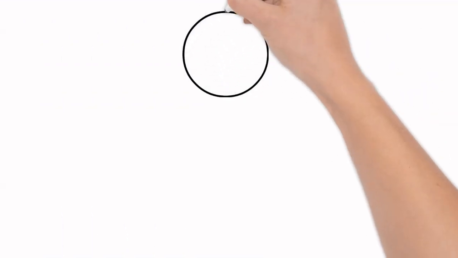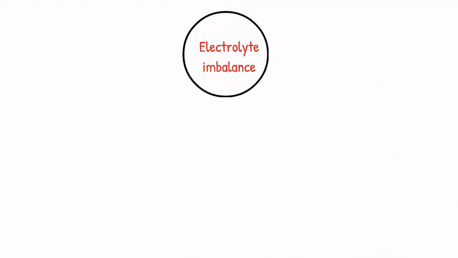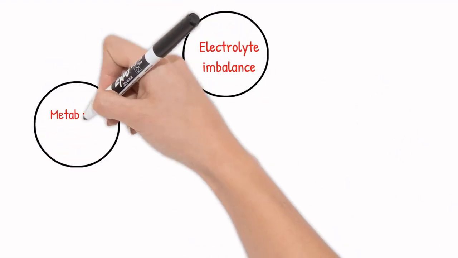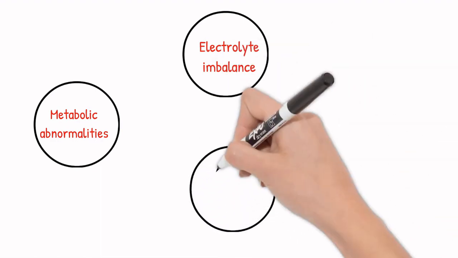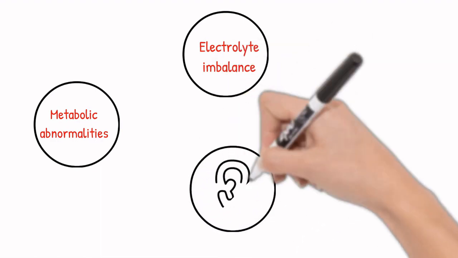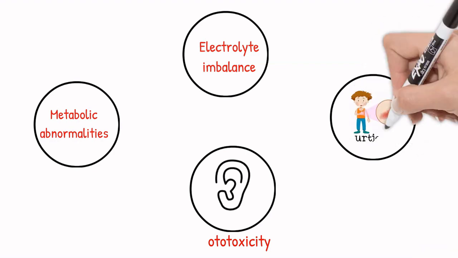Furosemide can cause electrolyte imbalances like hyponatremia and hypokalemia, metabolic abnormalities like glucose intolerance and dyslipidemia, can cause ototoxicity and allergic skin reactions.